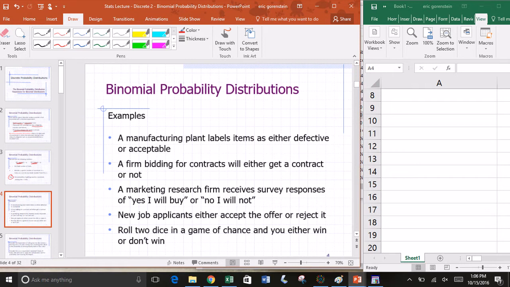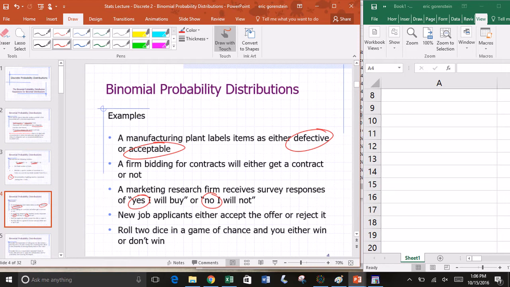Examples of binomial procedures would be, for example, a manufacturing plant labeling items as either defective or acceptable. So again, we have only two possible outcomes, defective and acceptable. A firm bidding for contracts they will either get or will not get. So those, again, are two outcomes. A marketing research firm asking the question, will you buy this? And the responses are either yes or no. So yes, no, defective, acceptable, will get, won't get. These are all binomial procedures.